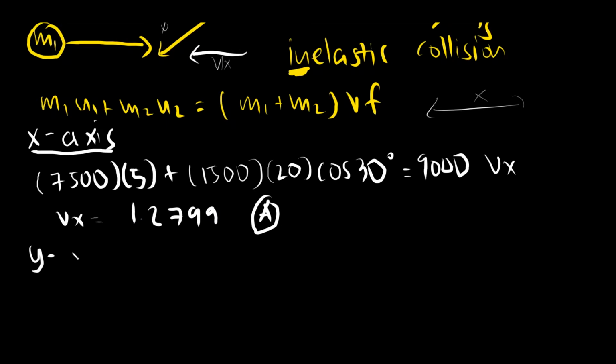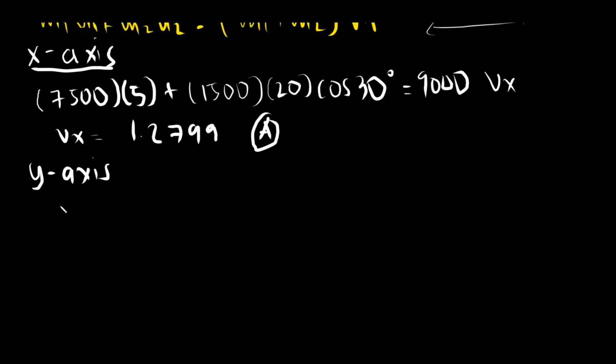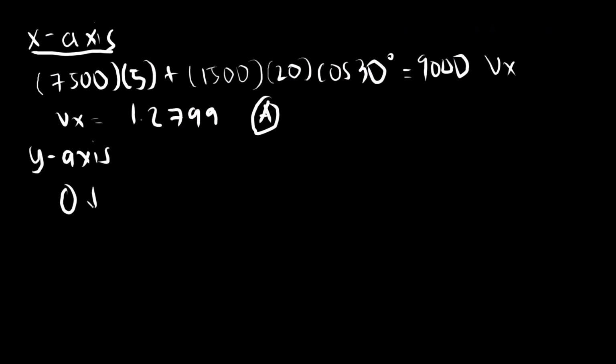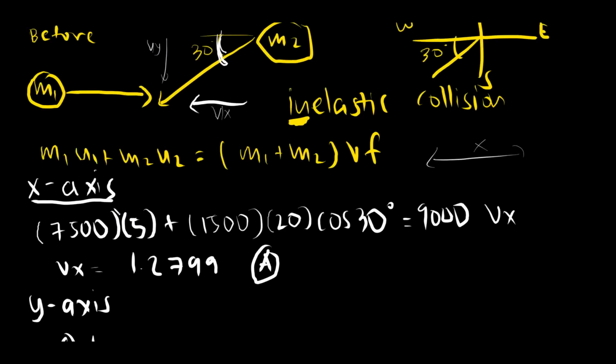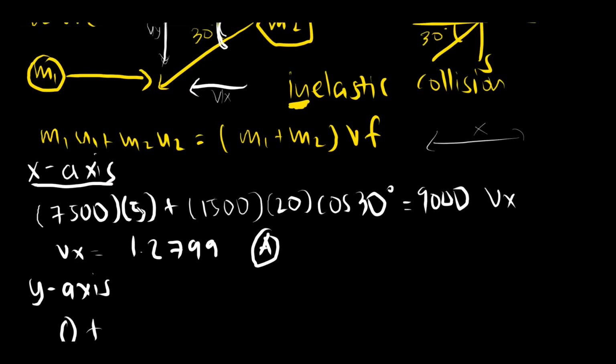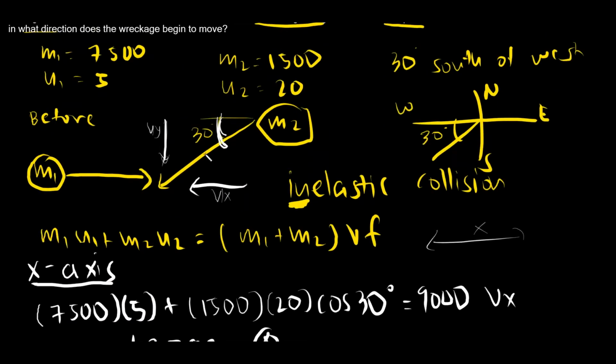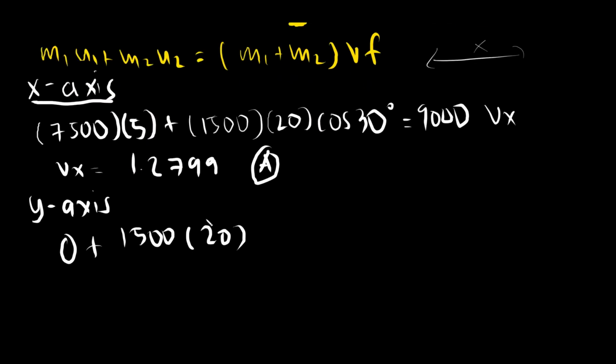Okay, after the x-axis, it is now the y-axis. So check mass 1. If you look, mass 1 has no y component in its velocity because its direction is only east, so it is 0. Plus mass 2, so you check its y component of velocity. So that's 1,500 times 20. This time, it is sin 30.